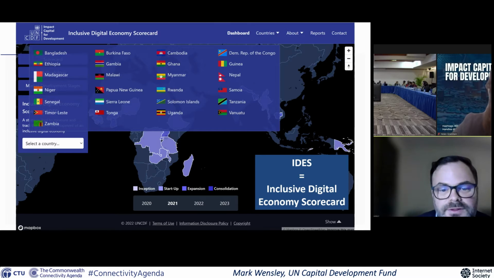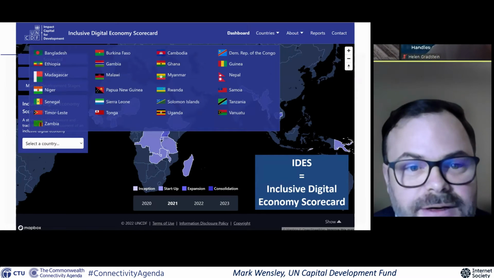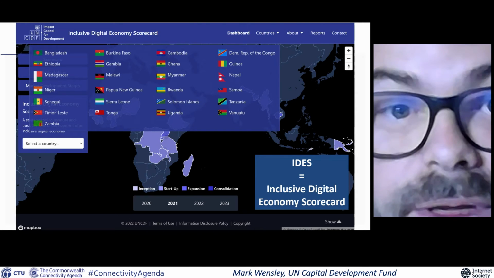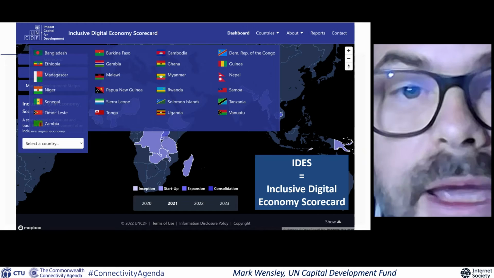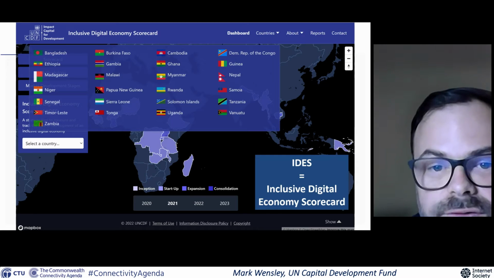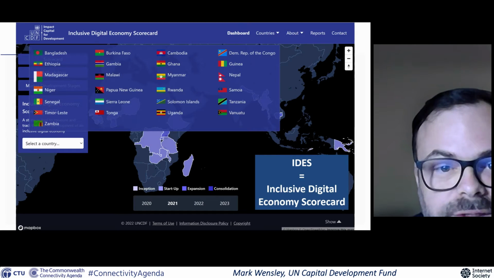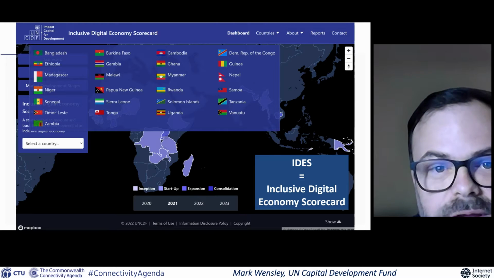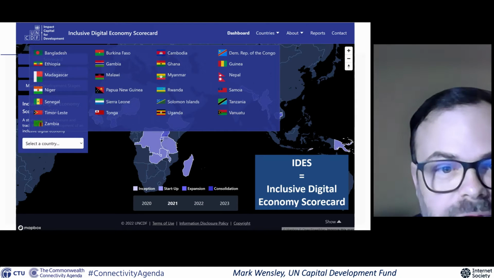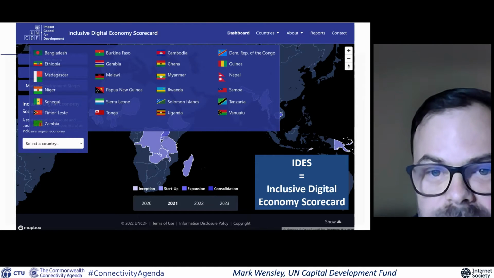IDIS is a metrics-driven tool which presents comprehensive high-level data, and IDIS is now in its third edition. Data was collected in 26 countries last year, and we are now preparing for the launch of the fourth update this year. I should also mention that IDIS is implemented in the countries where we have on-the-ground experts and experience. So together with our government partners, UNCDF collects and validates the data. I will share a few examples later on of how partners are adopting this tool.